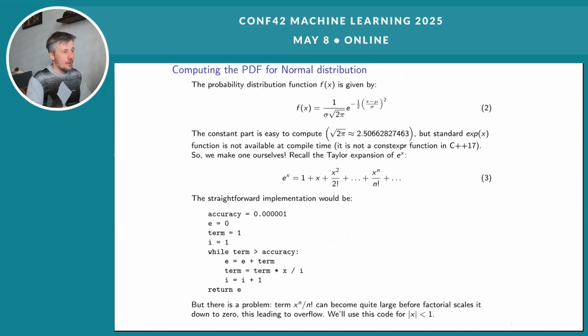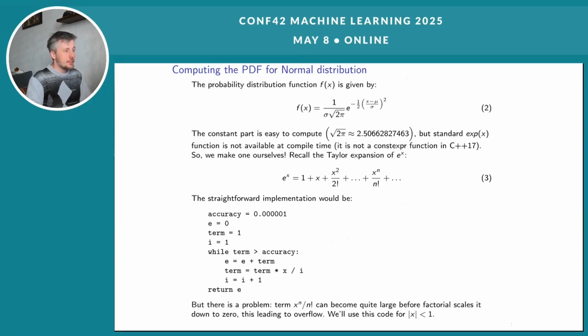And now let's see how a probability distribution function for normal distribution can be computed at compile time. It's a bit tricky. The function is given by formula 2. We have no problems with computing the root of 2 pi, because we just substitute its value as a constant. But in C++17, which is a popular standard for C++, the exponent function is not a constant expression, and it can't be used in compile time computations. So we will make our own compile time friendly exponent function.